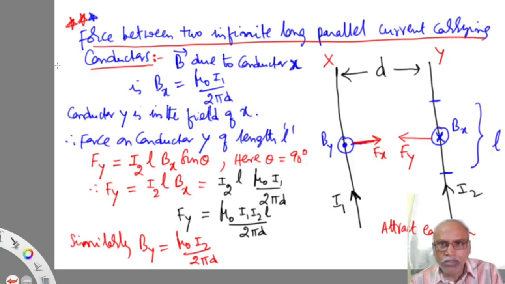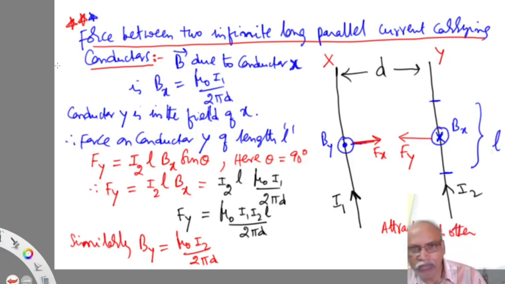Now when current is passing through them, they create magnetic field around them. Conductor X creates a magnetic field, and conductor Y is in the field of X. Similarly, conductor Y also creates a magnetic field, and now conductor X is in the magnetic field of Y. So they interact with each other. Due to that interaction, they exert force on each other. Force on conductor X, force on conductor Y.